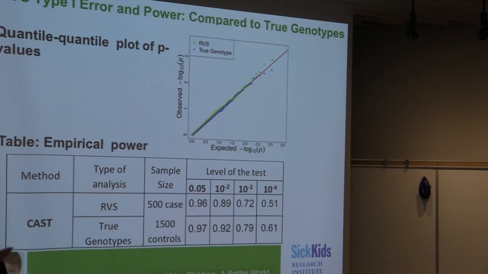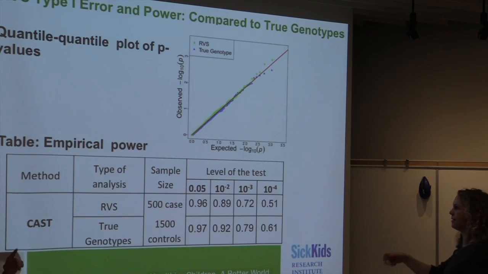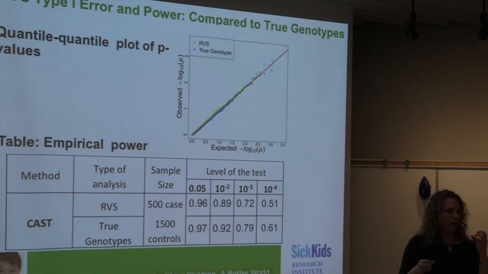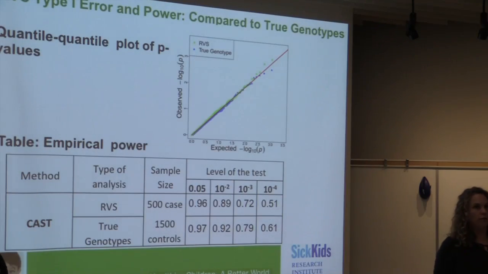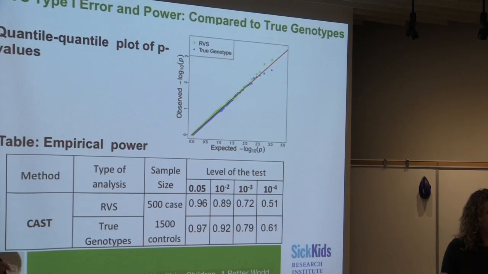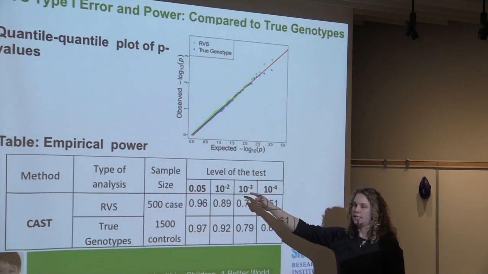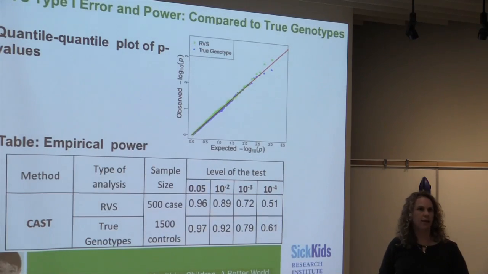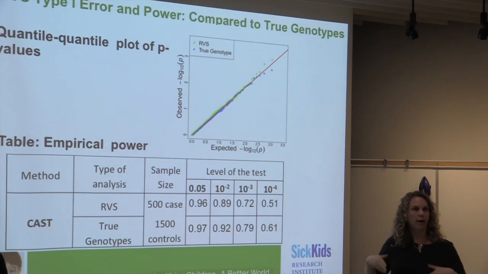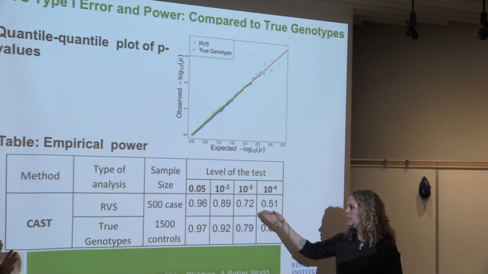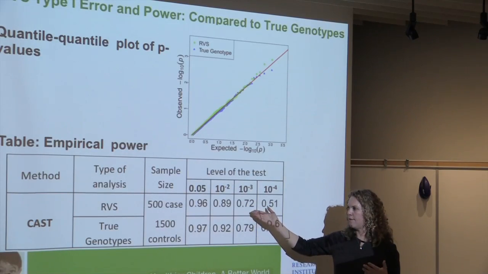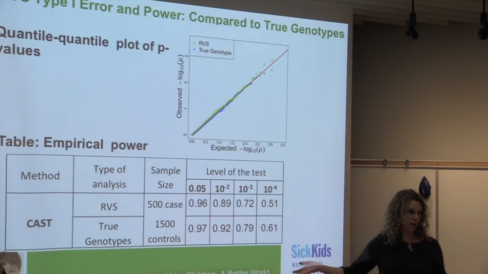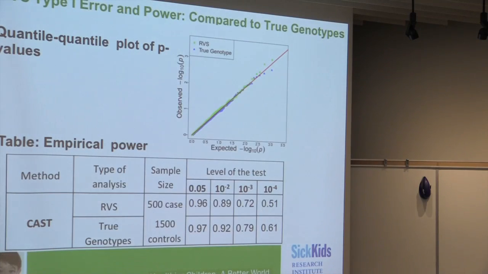And then in terms of empirical power, you can see for different levels of the test, so now we're generating five variants, they each have an odds ratio of 1.5. We're collapsing them together in a rare variant test statistic. And you can see here, we're looking at different levels of the test, whether we call it significant at 0.05, 0.01, these different levels of significance. And what you can see is that RVS is never as powerful as if you had the true genotypes, but it does pretty well.